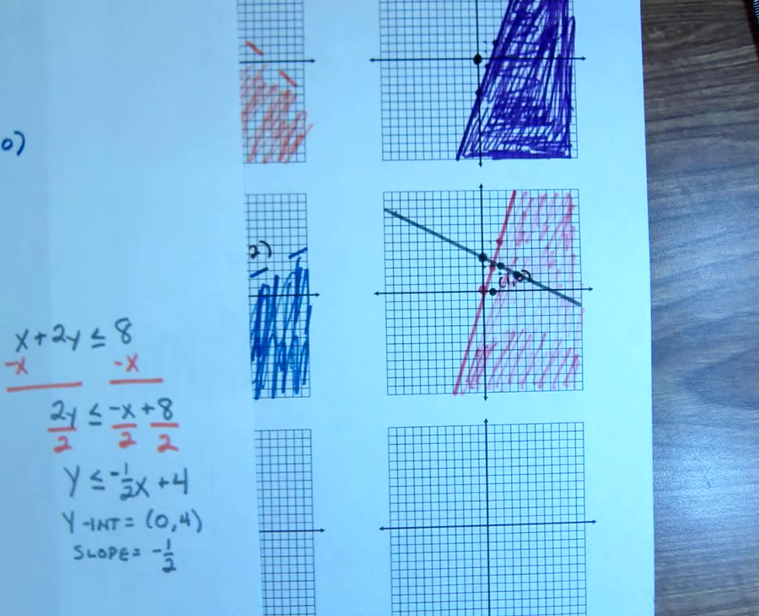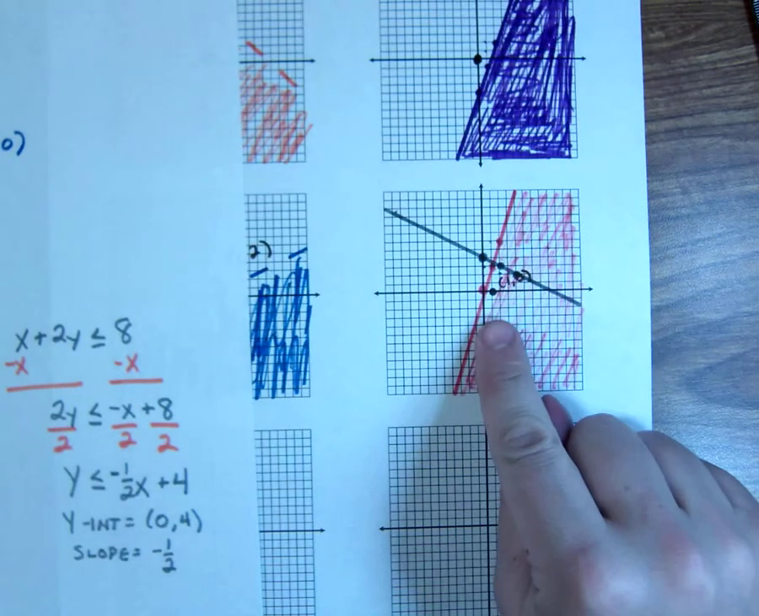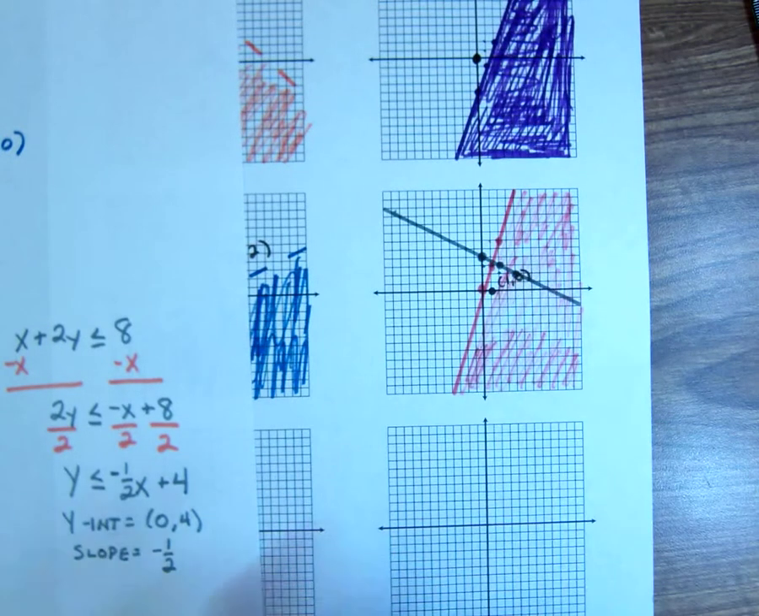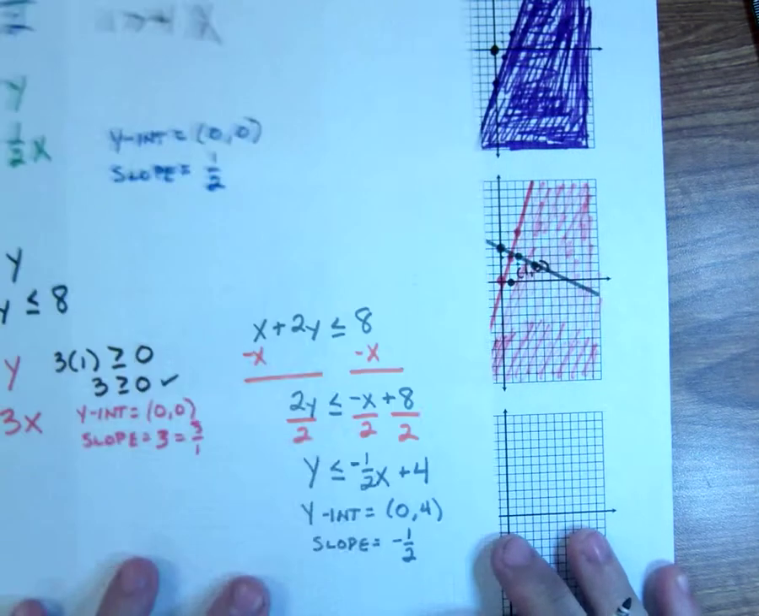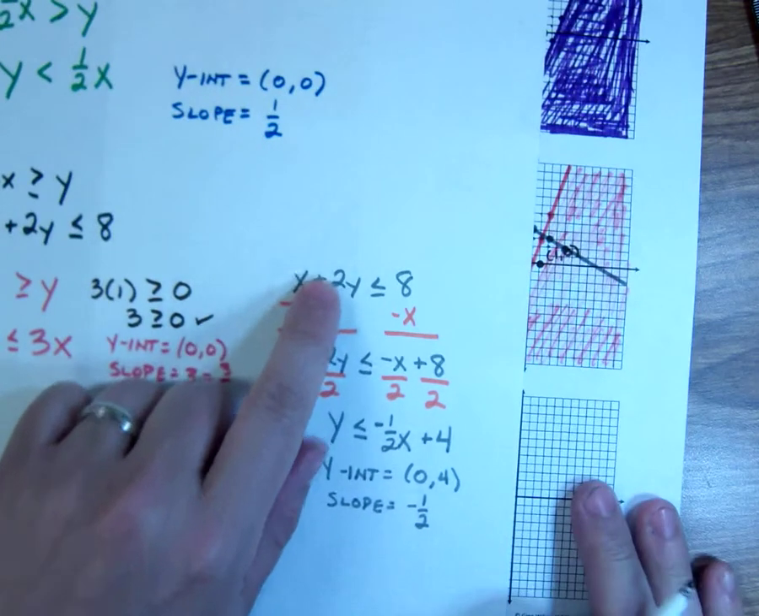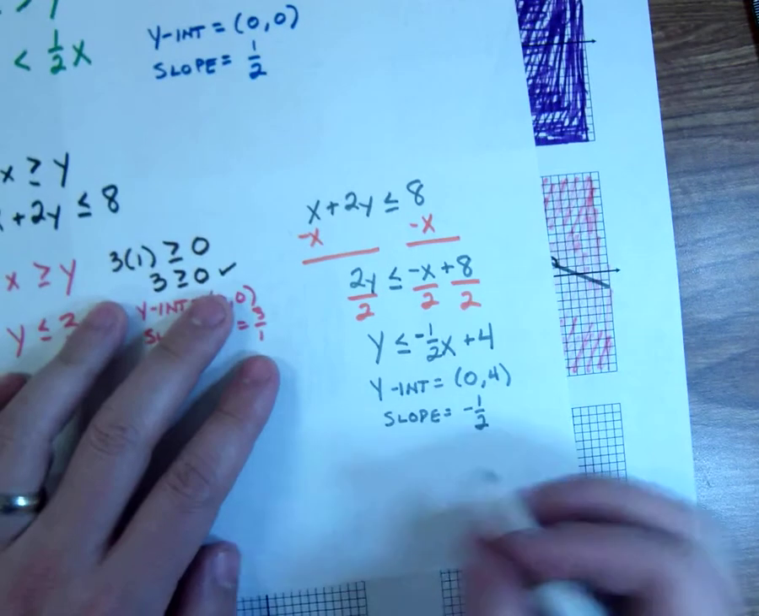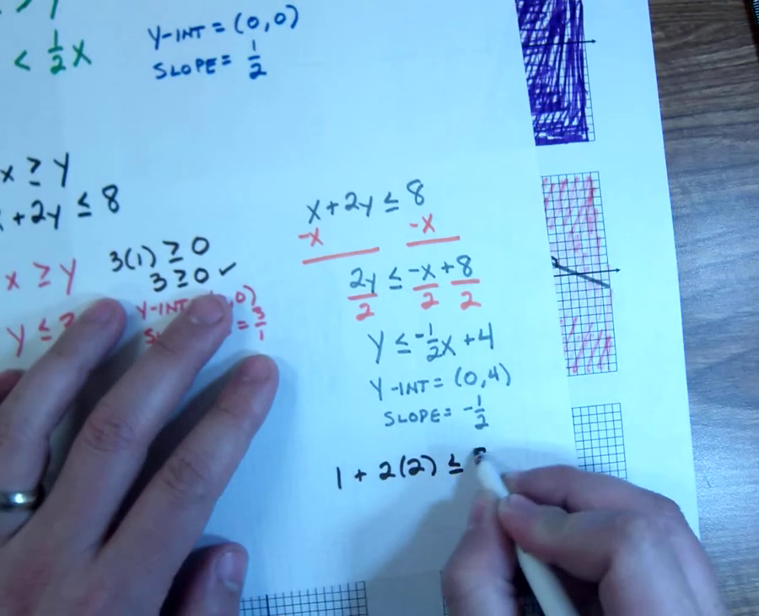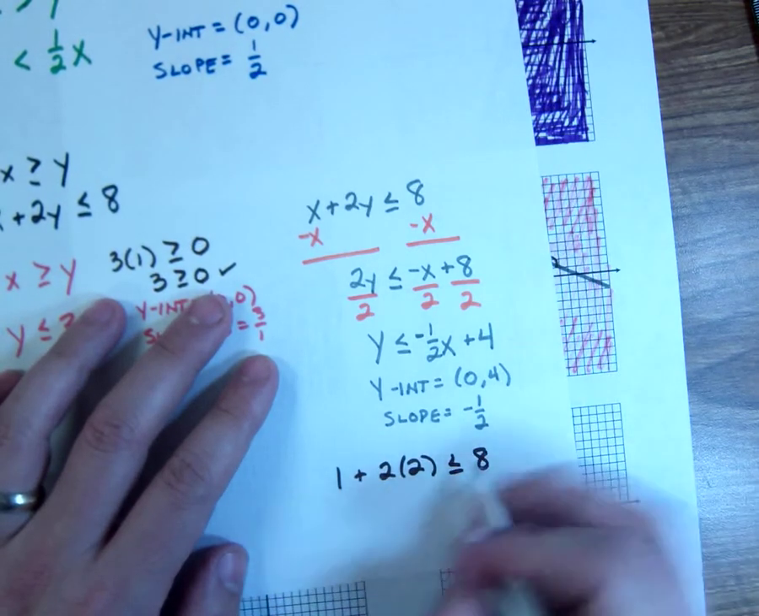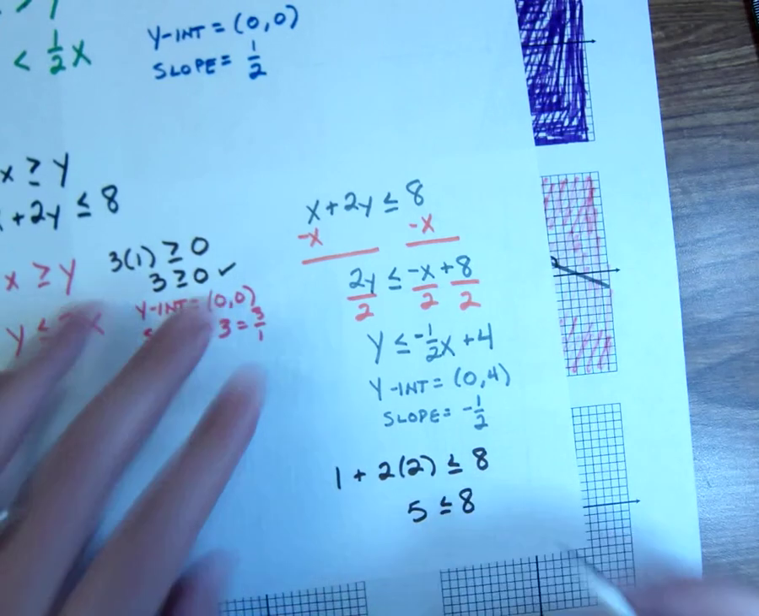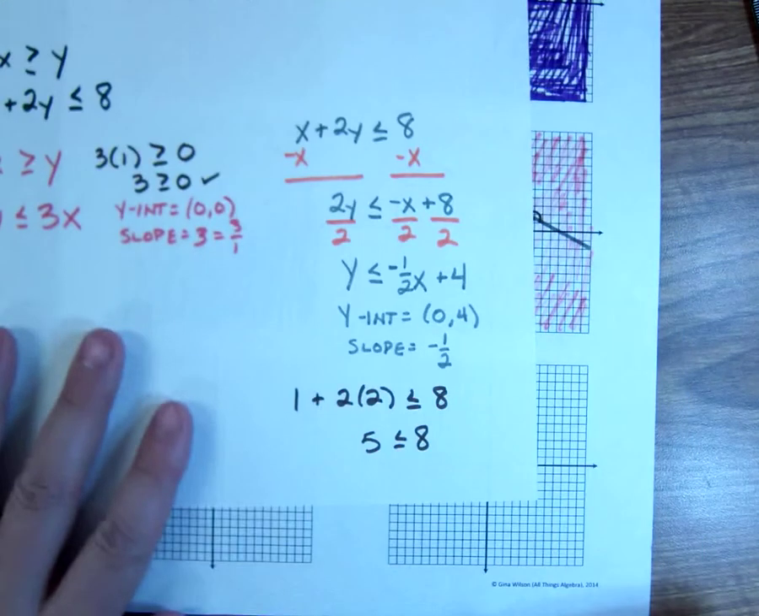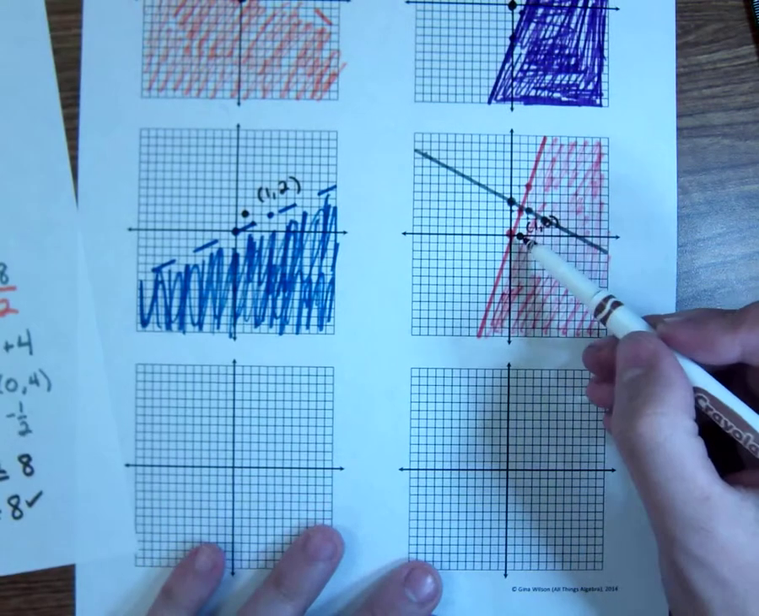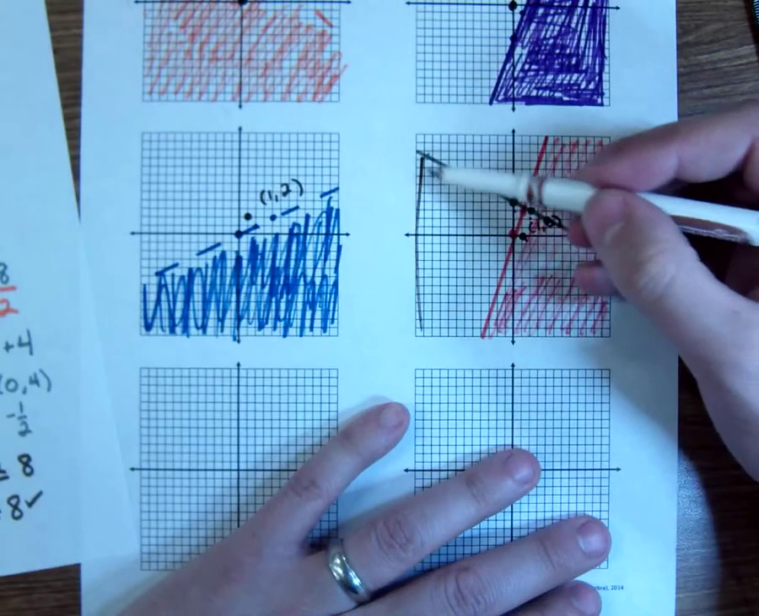Now I need a test point that's not on that line, and I can actually use the same one here. 1, 2 was my test point. That one's not on the second line, so I can use 1, 2 again. Let's do it. So back here, x plus 2y less than or equal to 8. I'm going to replace the x with 1 and the y with 2. 1 plus 4 is 5. Is 5 less than or equal to 8? Yes, it is.